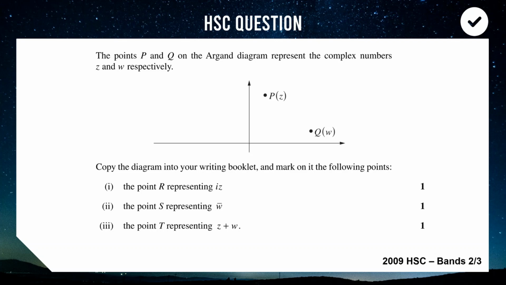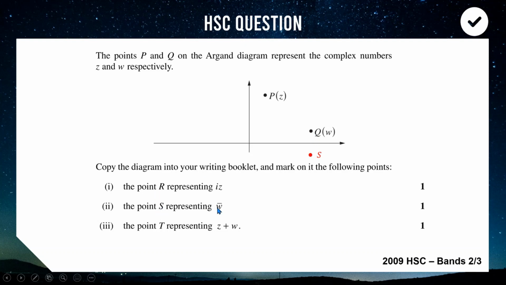Okay, if you've been paying attention, you know that for question 1, to find iz, we take the vector from the origin and we rotate it by 90 degrees. So this is going to be point R representing iz. For part 2, if we want the conjugate of Q, we just need to reflect it across the real axis. So if this is Q, this is going to be S representing w conjugate.